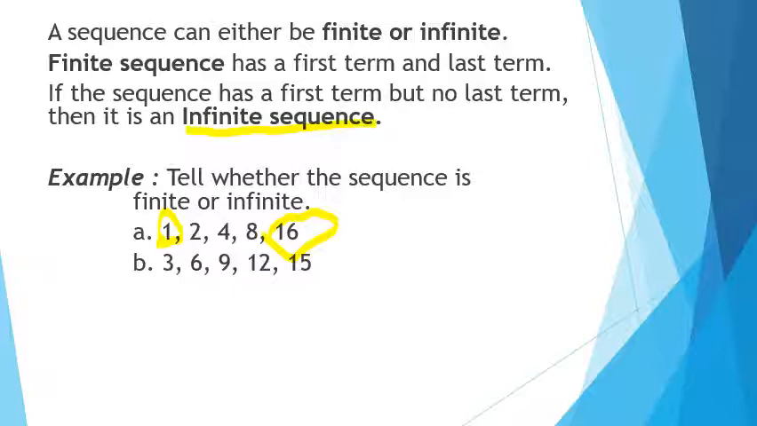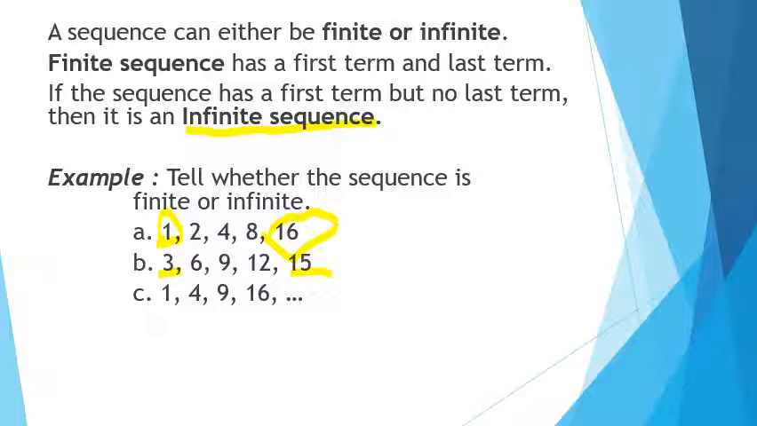For letter B, we have 3, 6, 9, 12, 15. Ano ang first term? We have this one, 3. How about last term? Eto, 15. Again, this is finite sequence.